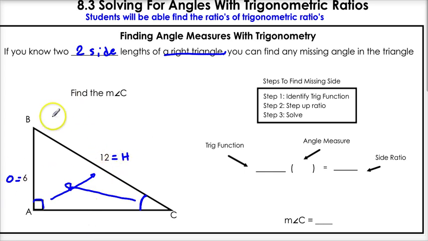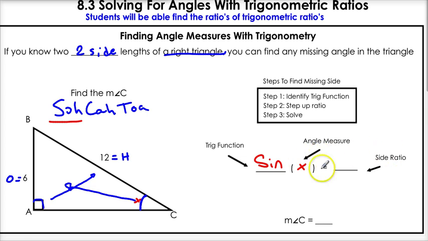What I'm going to do, just like in the last lesson, is write out SOH CAH TOA. I realize that I have O and H, so I need to use the sine function to find the angle. Now we do exactly what we did in the last lesson. We figure out our trig function, which is sine. We put our angle measure in, and guess what? There's no angle measure, so what are we going to put there? That's right, we're going to put an x.